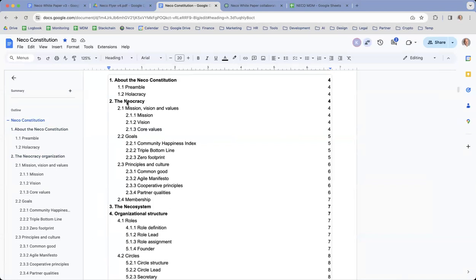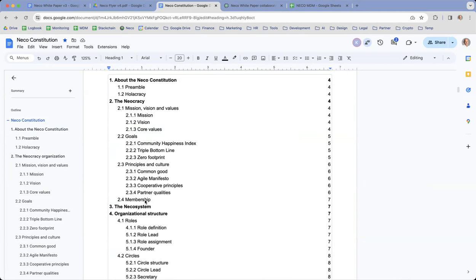It consists of several parts. We talk about the neocracy here: mission, values, goals, and then principles and culture. So our internal principles, agile working, the partner qualities, serving the common good. This describes how we as an organization want to build our culture and which principles we follow.